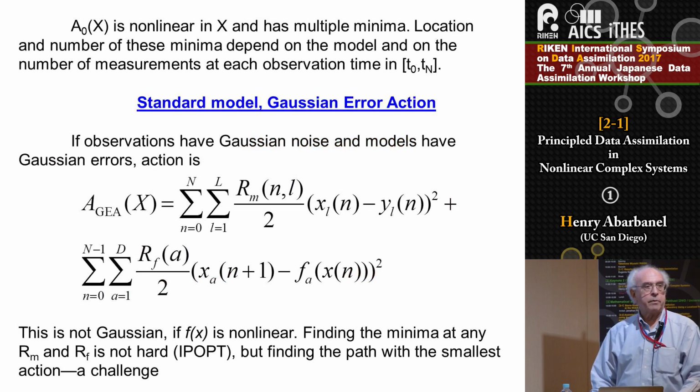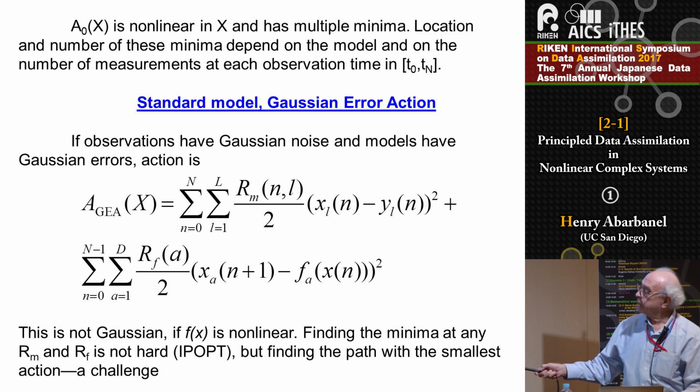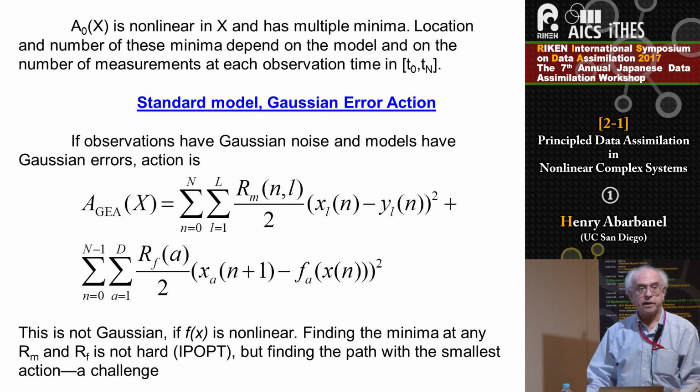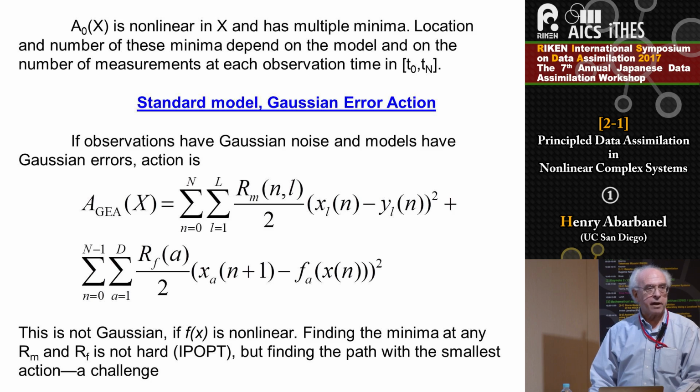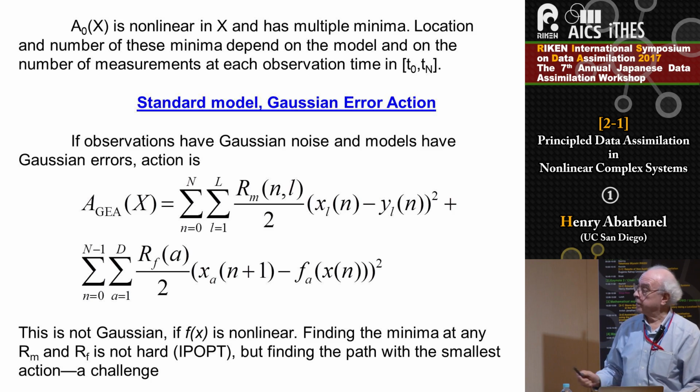I'm now going to talk about what I call the standard model in data assimilation. The standard model involves Gaussian errors in the measurements and Gaussian errors in the model, but as long as the model dynamics, here written as little f, is itself nonlinear, this action does not give rise to a Gaussian integral that you need to do. It's a nonlinear problem, not a linear problem.